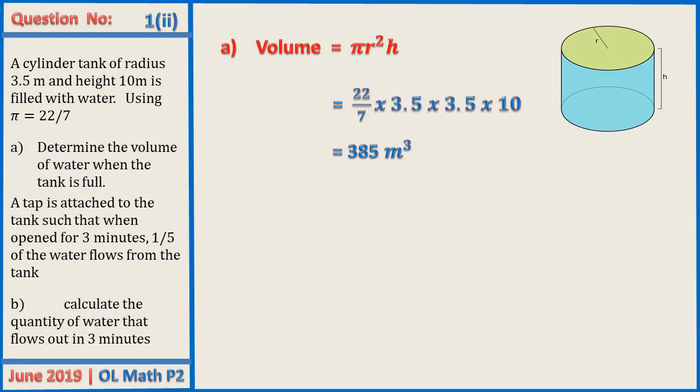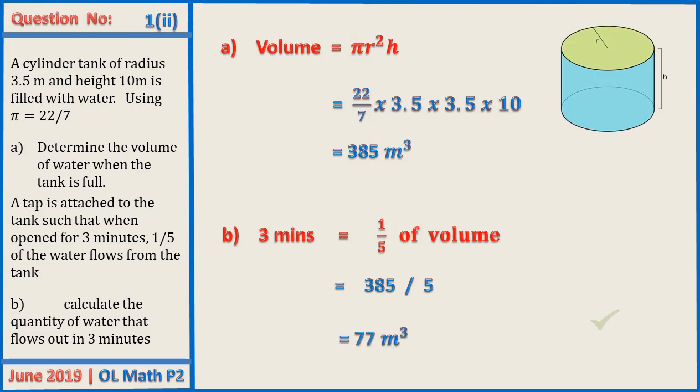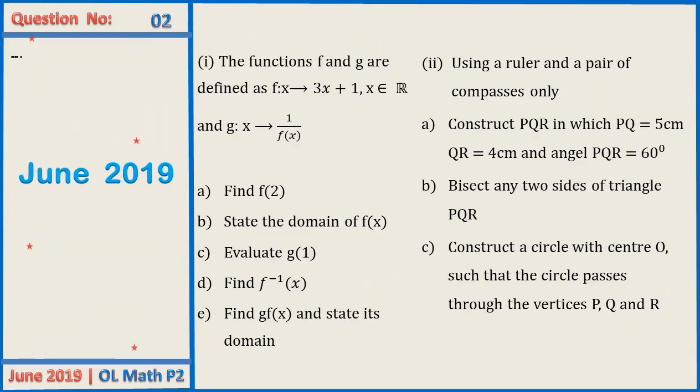The B part, we are being told that a tap is attached to the tank such that when open for 3 minutes, 1/5 of the water flows from the tank. Calculate the quantity of water that flows out in 3 minutes. So in 3 minutes, 1/5 of this volume will flow out, and this volume is 385 meters cubed. So 1/5 of 385 just means 385 divided by 5, and that will give us 77 meters cubed. That is the amount that flows out in 3 minutes.